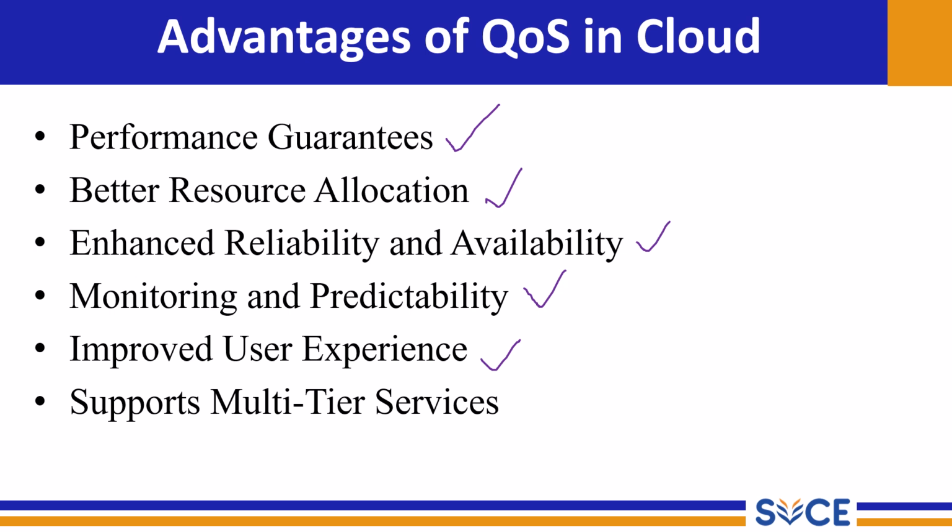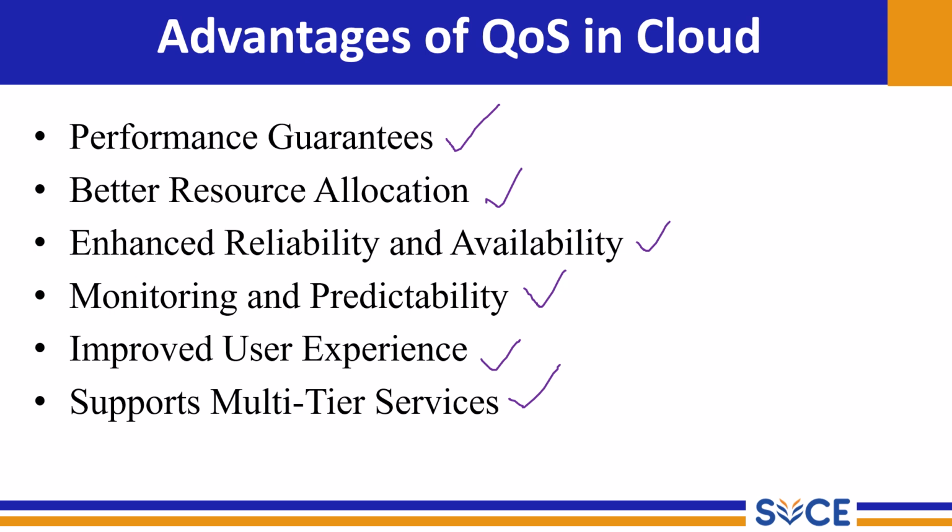Okay, and it's especially critical for applications like video streaming, gaming, or real-time analytics. It supports multi-tier services, which allows setting different QoS levels for various services, for example gold, silver, or bronze tiers, and customers pay for the level of service they need. And security and isolation, which helps contain workloads, so one tenant's burst doesn't affect the others, and contributes some virtual isolation in shared infrastructure.